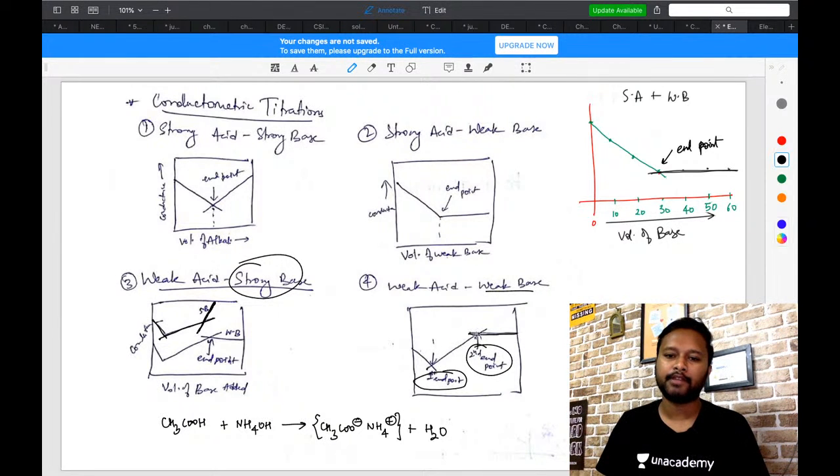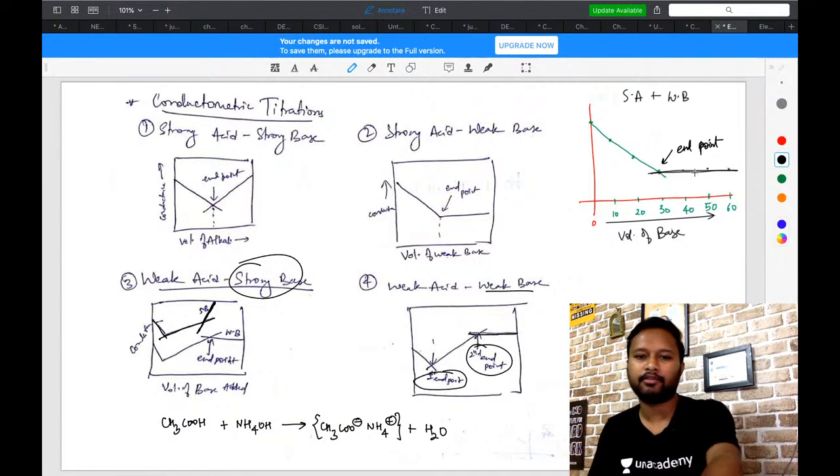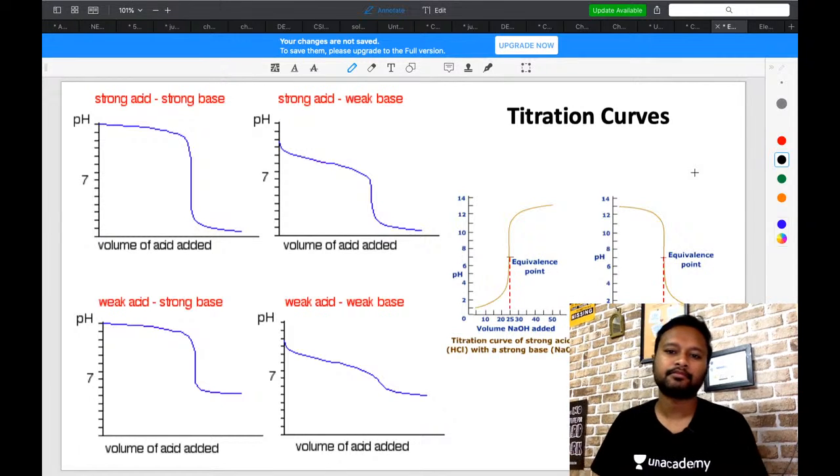But at this particular point, everything is neutralized over here, so the only thing left is excess of weak base. Only the excess of weak base is responsible for the conductance further. That's why you are getting a flat line here, just like you get for the weak base. I hope this particular titration is much clearer to you.